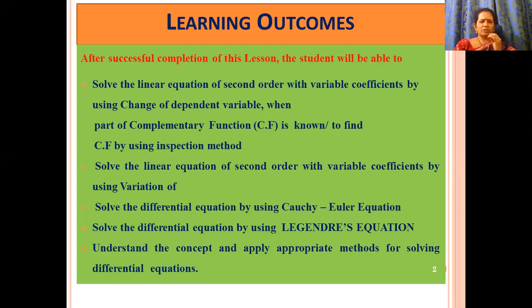Coming to the learning outcomes. After successful completion of this lesson, students will be able to solve the linear equation of second order with variable coefficients by using change of dependent variable when a part of the complementary function, that is CF, is known, or to find the complementary function by using the inspection method.